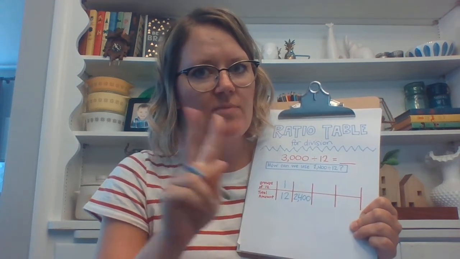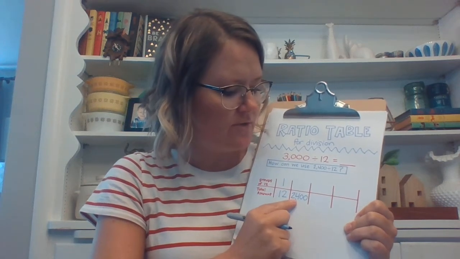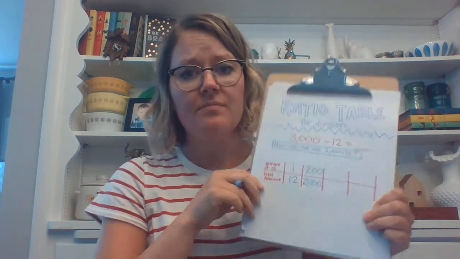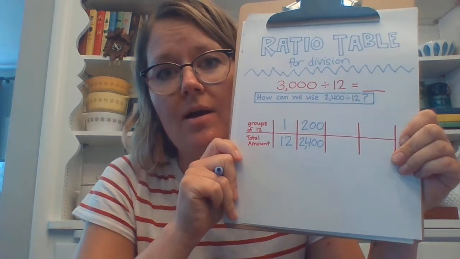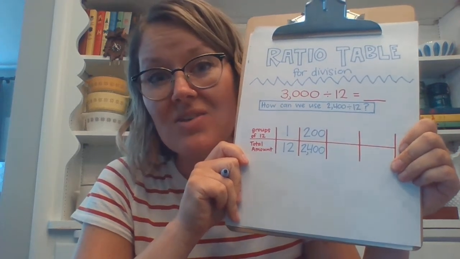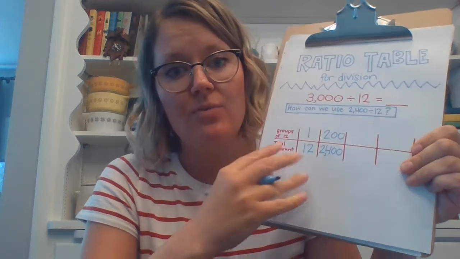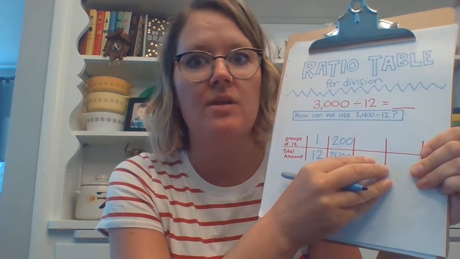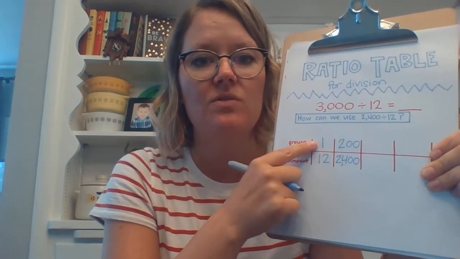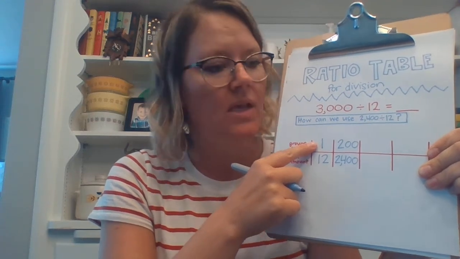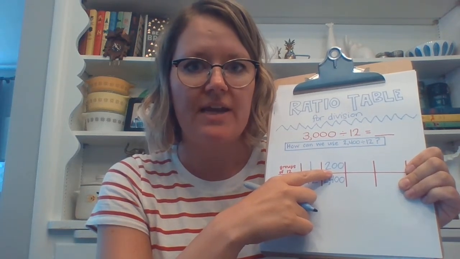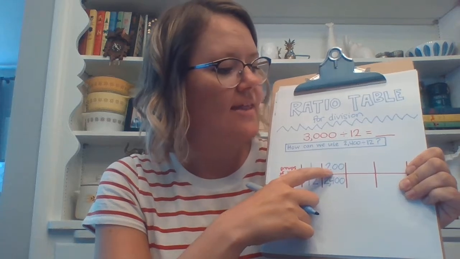I know two groups of 12 make 24. So to get 2,400, that means I need 200 groups of 12. Now, if you're watching this and you're not sure why I'm choosing the numbers I am, honestly, you can choose any numbers that will help you. Your ratio table would maybe look different than mine, or than your friends, or than your parents. You're really trying to choose numbers or groups that you know right away. So like I know how to multiply by 200, because 200 groups of 12, I can do 2 times 12 is 24. And then times 100 would be 2,400.